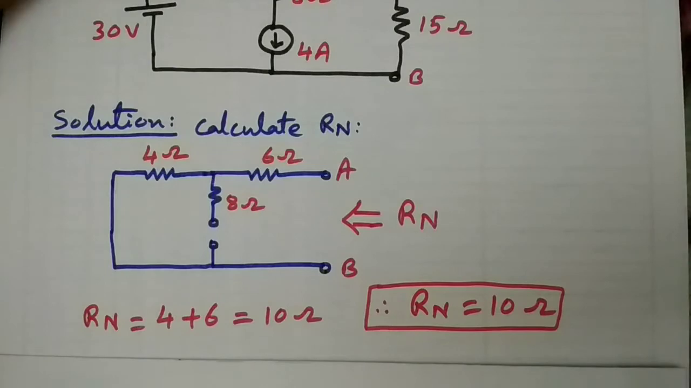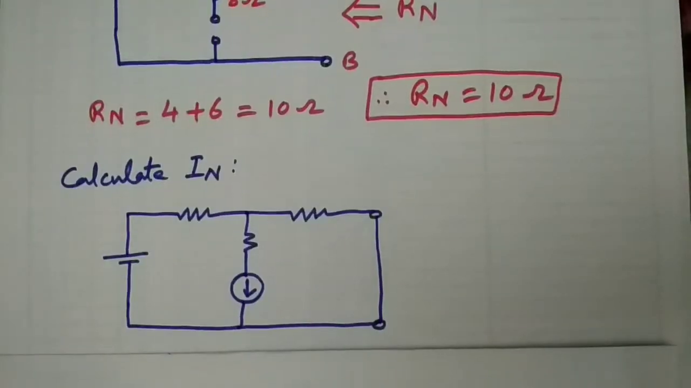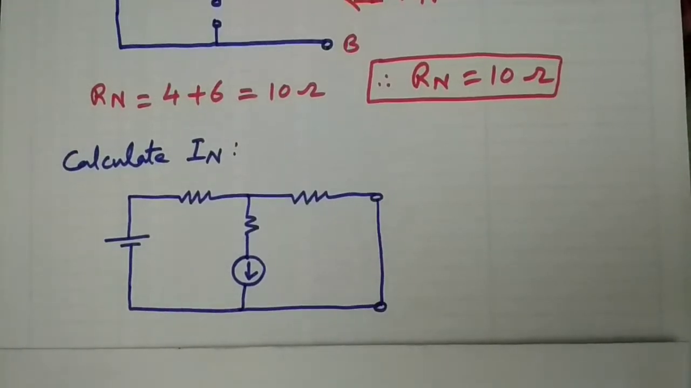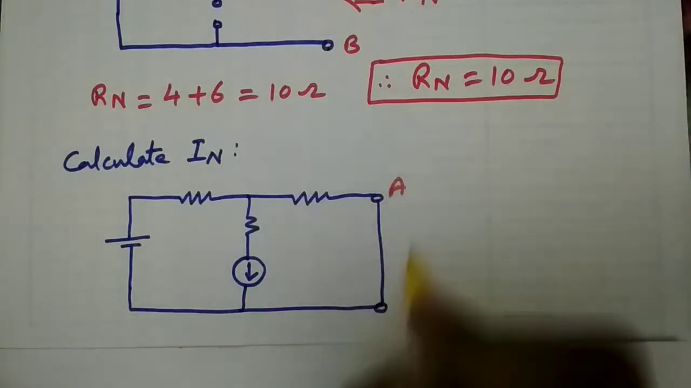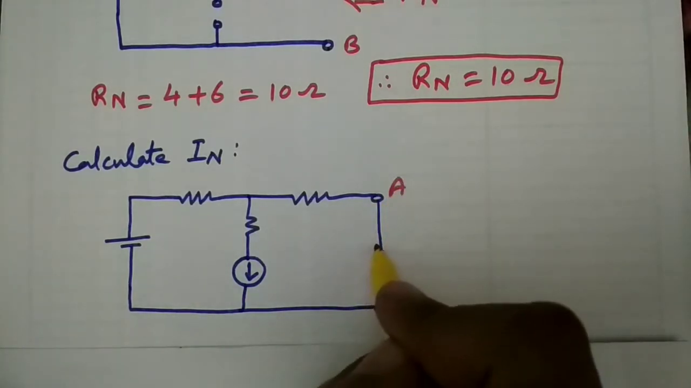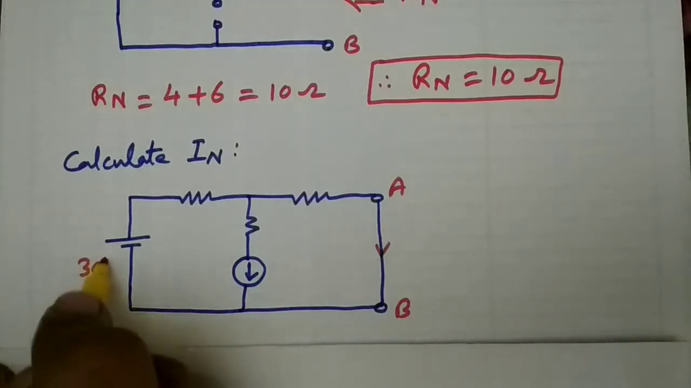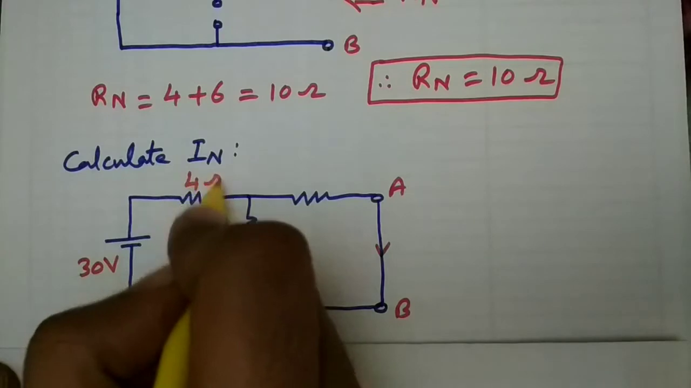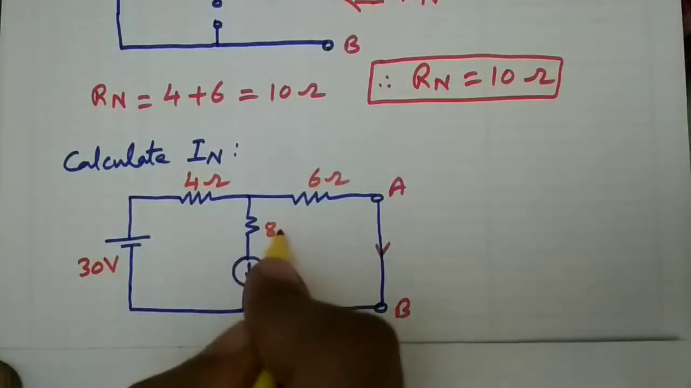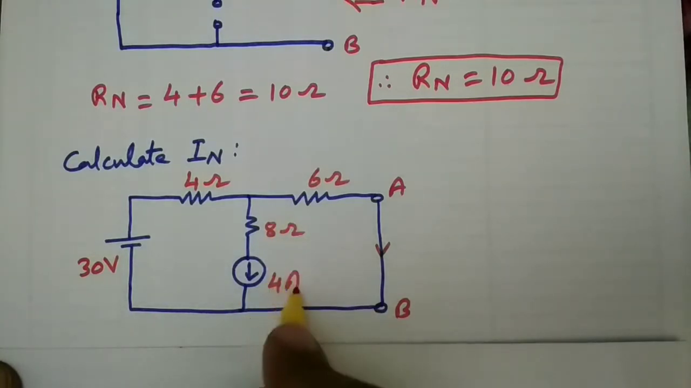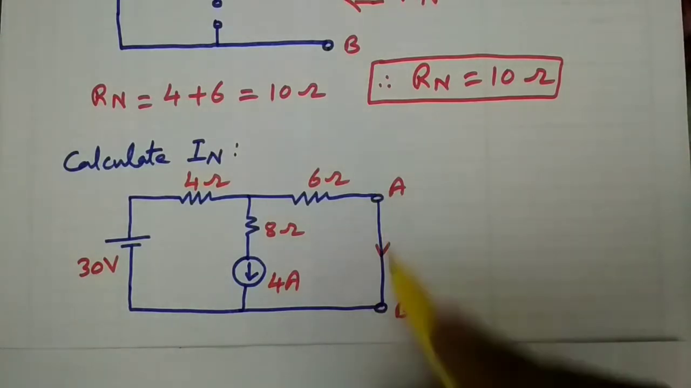In the next step, we have to calculate IN. For calculation of IN, we will short the load terminal. So here the load terminals A and B are short circuited and the rest of the circuit remains the same: 30 volt, 4 ohms, 6 ohms, 8 ohms and the 4 ampere current source. And now we have to find the current through the AB terminal.